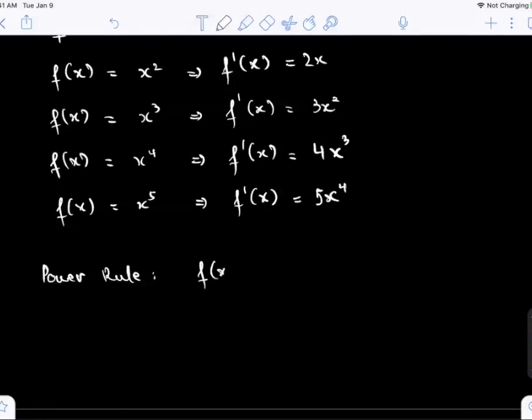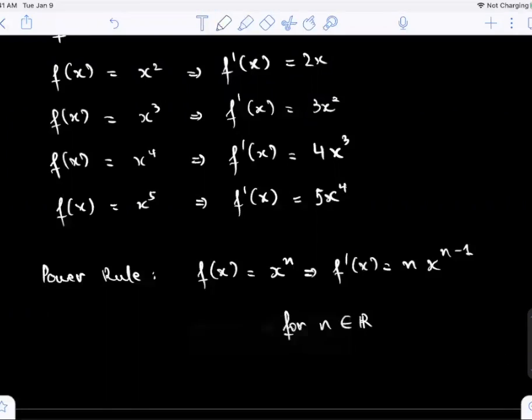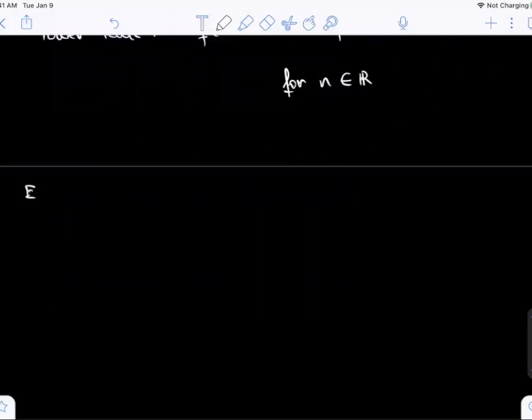So f of x equal to x to the power n, for n any real number, has f prime of x equal to n times x to the power n minus 1. Let's do some examples here using this rule, the power rule. Differentiate the following functions.